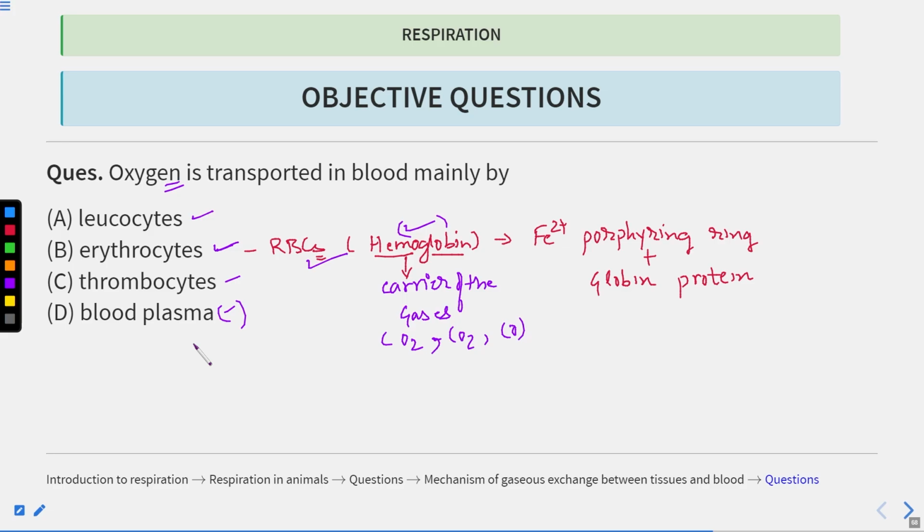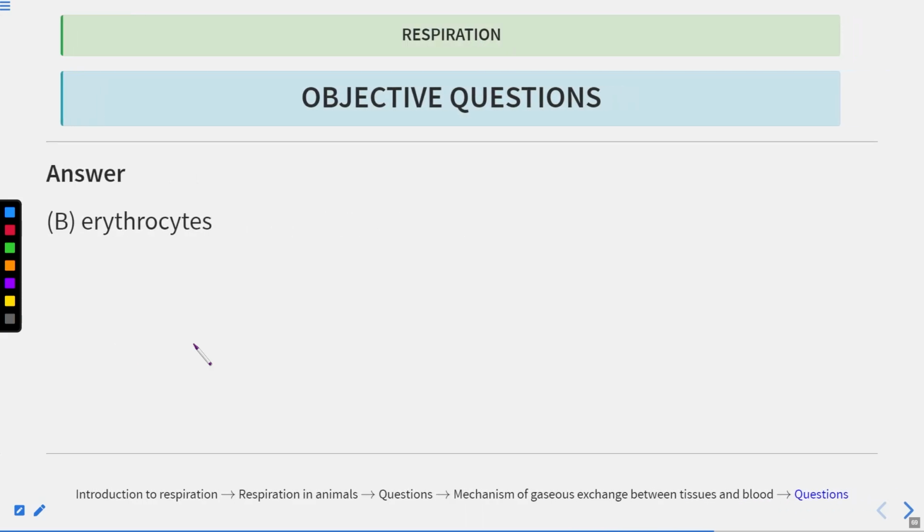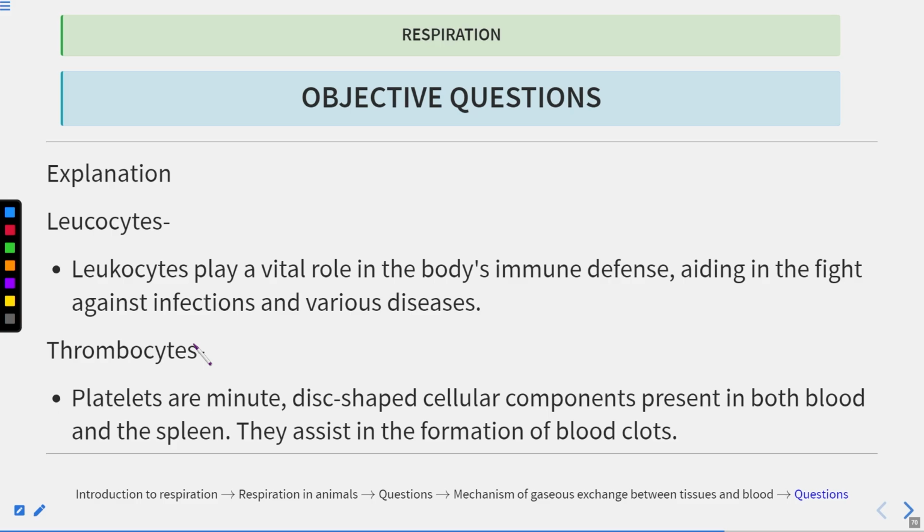Now let's talk about the rest of the options. So what should be the answer here? The answer should be erythrocyte. Option B is the correct answer here. I've already told you why erythrocytes was the correct answer. Now let's look at why the other options are incorrect. Leukocytes play a vital role in the body's immune defense, aiding in the fight against infection and various diseases. It doesn't carry oxygen because it doesn't contain any pigment like hemoglobin.